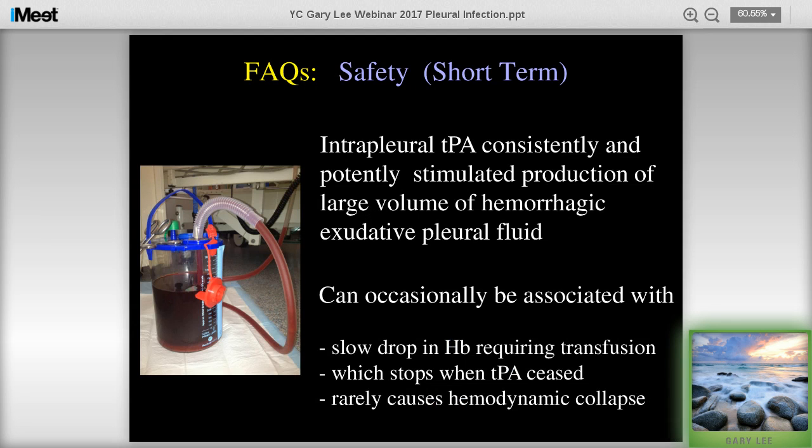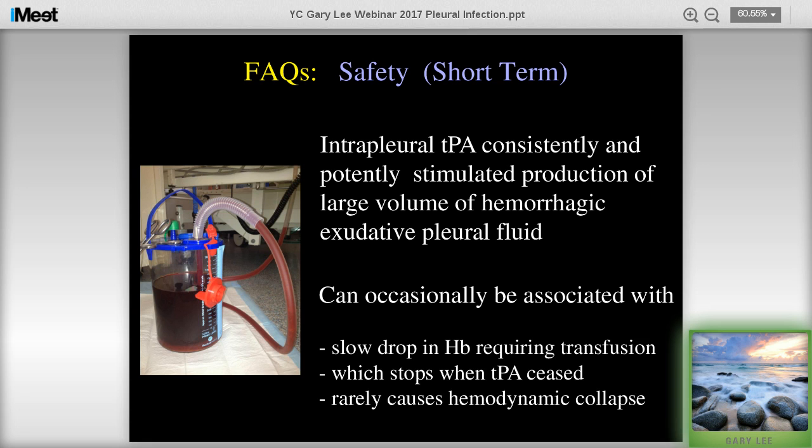One of the concerns that many people have is that the next day after you give TPA and DNase, you always have a bucket of very red-looking fluid. And it can be quite alarming when you first start doing this because of the large volume of hemorrhagic fluid drained. But don't panic. This is absolutely normal.